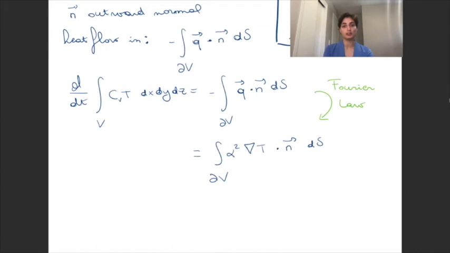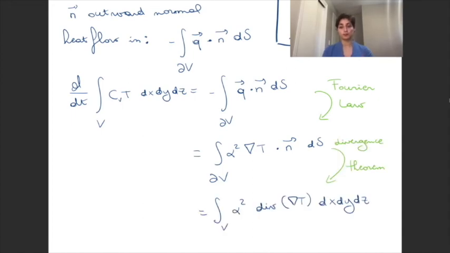And we apply the Fourier law because we know that the heat flux depends on minus alpha squared times the gradient of the temperature. So the minus sign cancels out. And now we can use the divergence theorem. We replace the product with the normal over the boundary of the volume with the integral on the full volume of the divergence of the element. So now we have the divergence of the gradient, and that is the Laplacian. So we replace this with the integral over the volume of alpha squared Laplacian of T, dx dy dz.